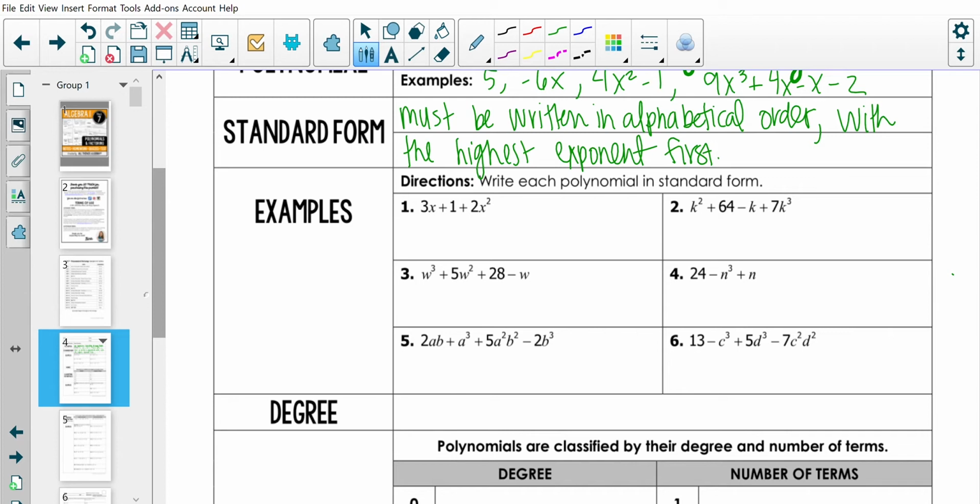So what should go first? 2x to the second power. 2x squared plus what's next? 3x. And then? Plus 1. All we're doing is moving them around. These first 6.